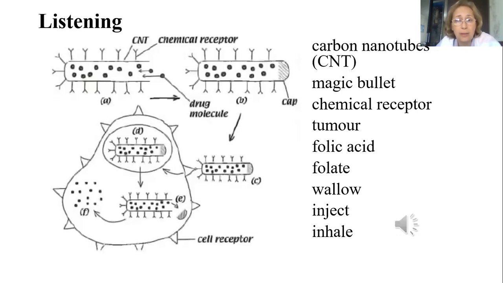So this is carbon nanotubes, carbon, какие-то трубочки, пути мелкие, да? Or CNT, this is the abbreviation. Then magic bullet. You know what is bullet? Цель. Пуля, да? Magic bullet, волшебная пуля, которая проникает, yes? Then chemical receptor, so химический какой-то порт, да, который принимает что-то.